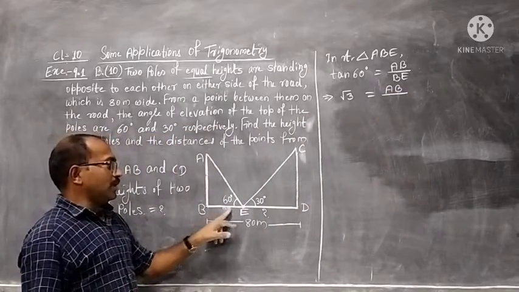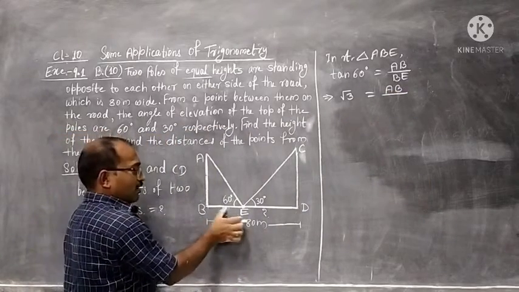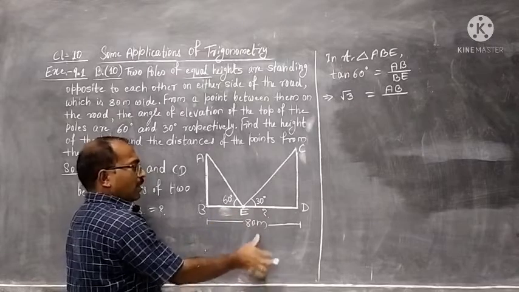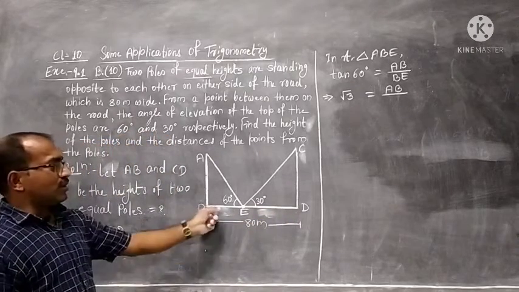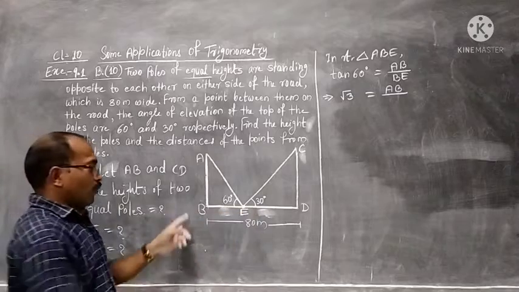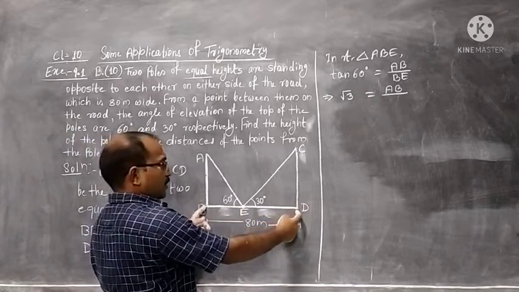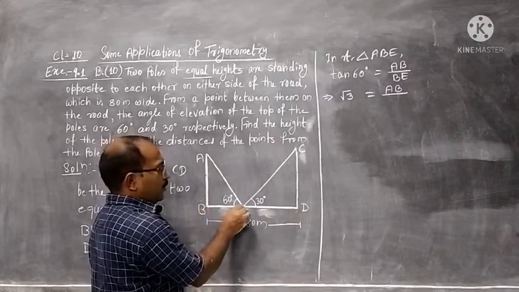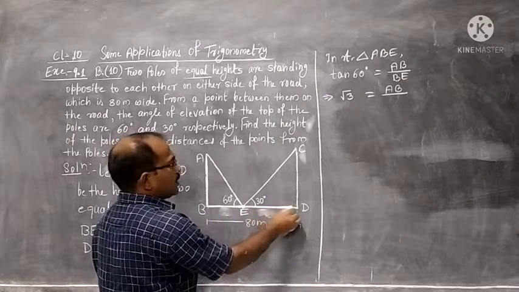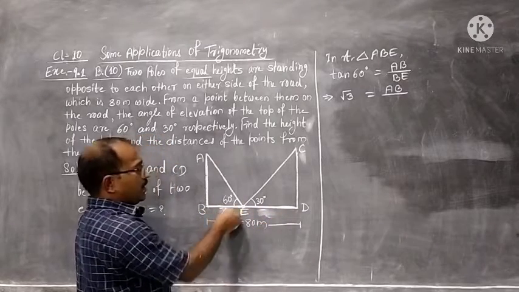Do we know anything about BE? Nothing we know. ED, do we know? That also we do not know. So, let us do some work here. The whole width of the road we are knowing. Road is 80 meter. We do not know how much BE is, how much ED is. So, let us take BE as x.